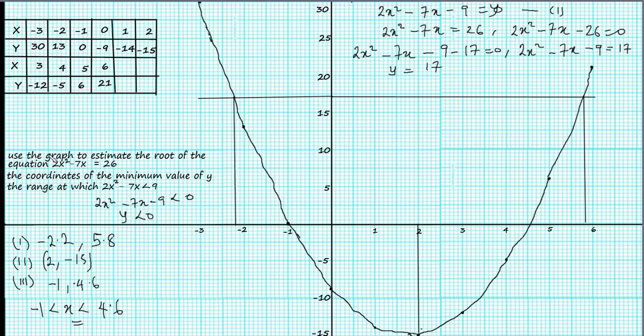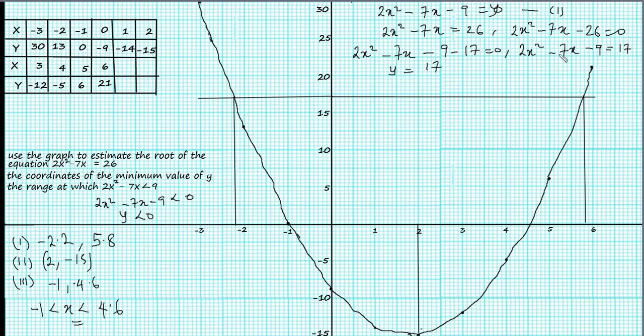So that is the answer to all these 3 questions that we are supposed to use this graph to solve. Let me take a review back. The first question is to use the graph to estimate the root of the equation 2x squared minus 7x equal to 26. We move 26 to this side, so we have 2x squared minus 7x minus 26 equal to 0. Then what can we do to 26 so that we can have our y? We have 2x squared minus 7x minus 9 minus 17, since minus 9 minus 17 is the same thing as 26. So our 17 goes to the other side.